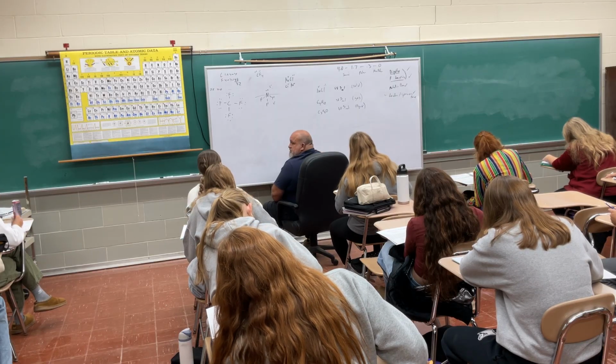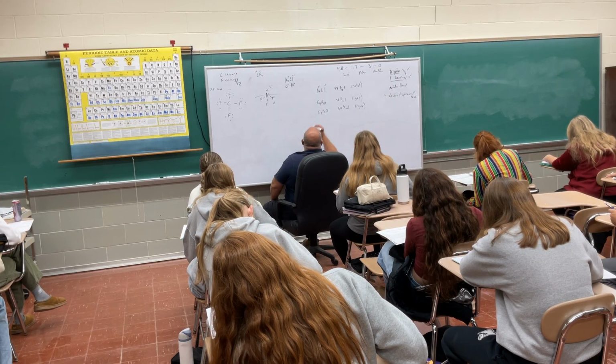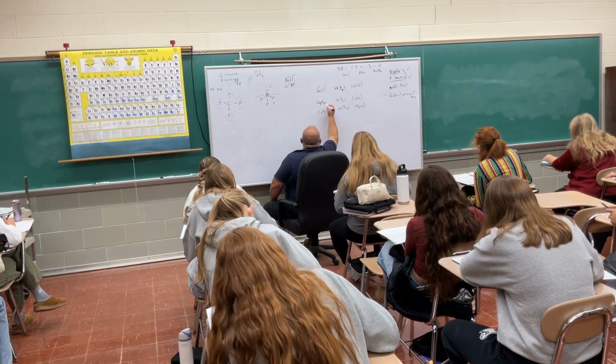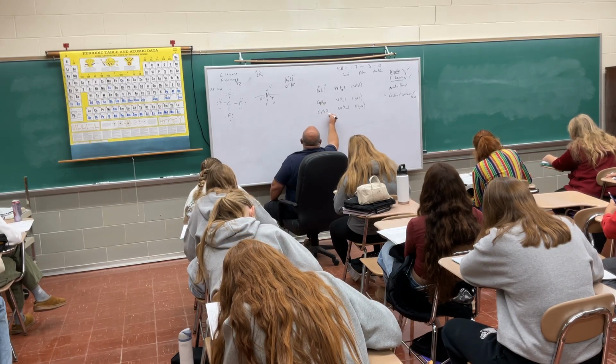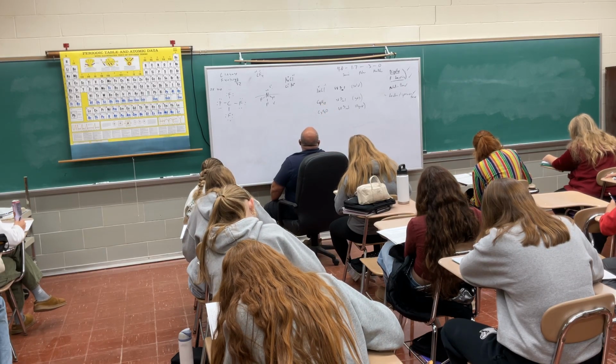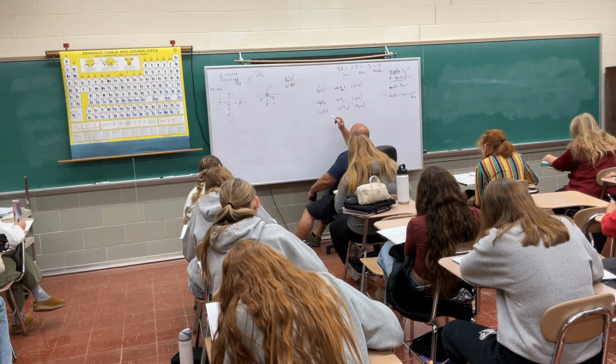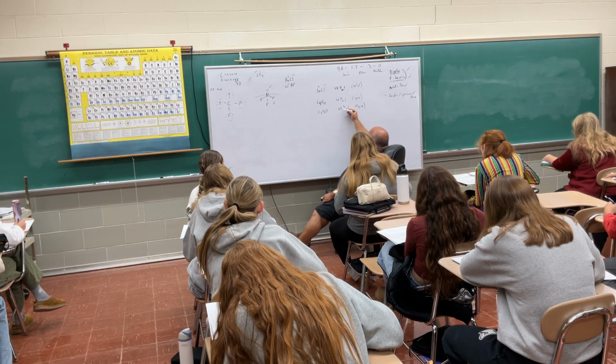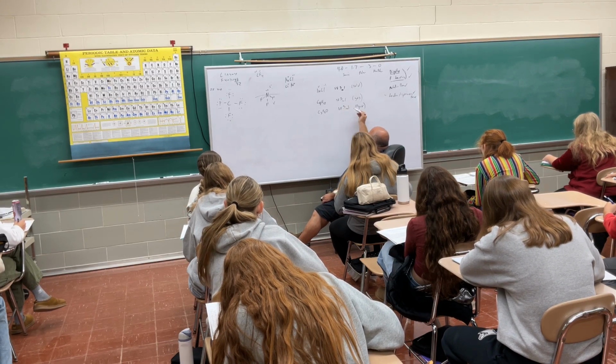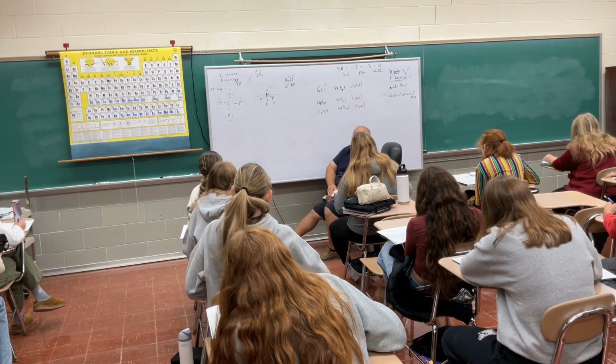Wait, is that number by the carbon a 7 or 4? That's a 4. Oh, C4. C4H10, C3H8O. Oh, can we just do this? This one's heavier than this one, so that's why this one's a liquid and this one's a gas.